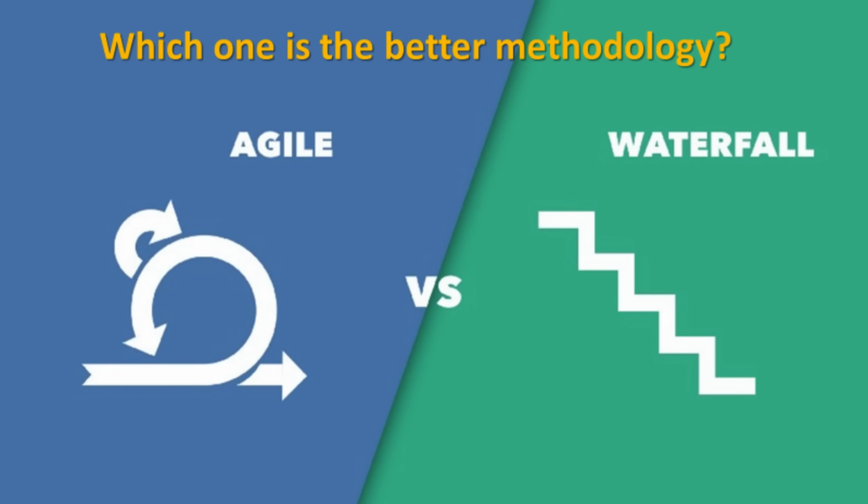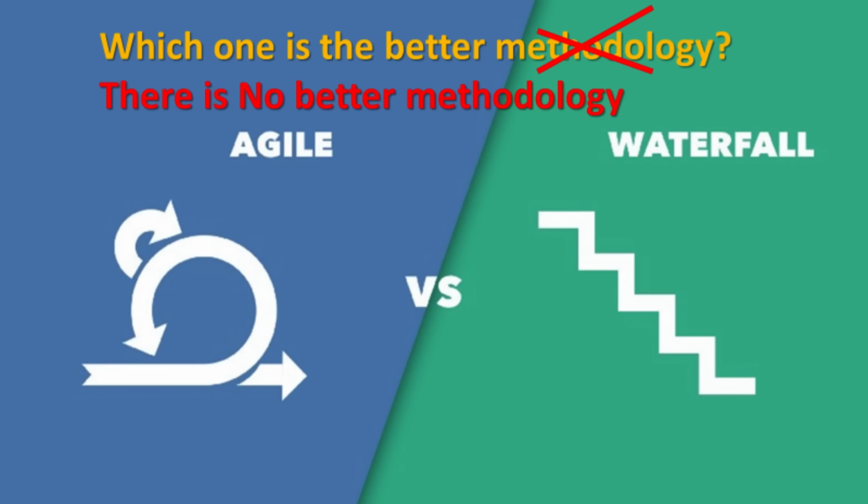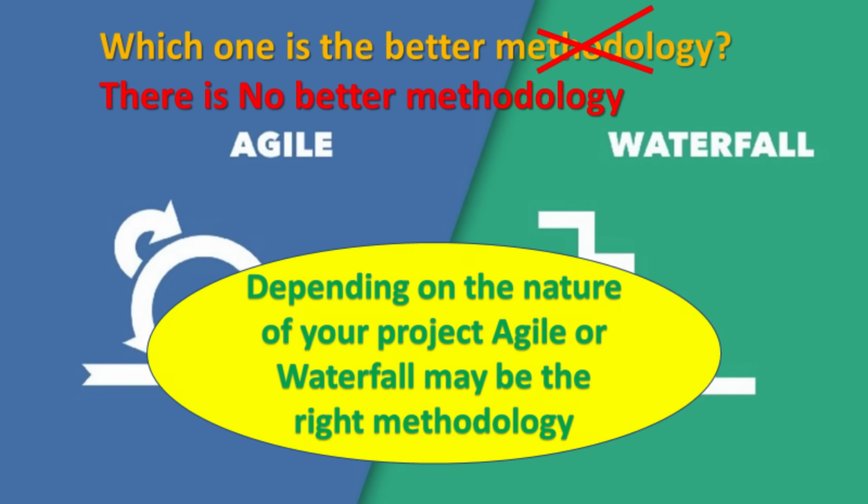Now, which one is the better methodology? Waterfall or Agile? The answer is that there is no better methodology. Depending on the project contingencies and needs, Agile or Waterfall can suit the project. For example, for some projects with significant uncertainties and high likelihood of changes, Agile is the better methodology. For more certain and less ambiguous projects where there is not much change expected, Waterfall is the better methodology.